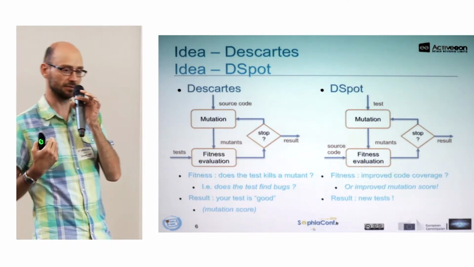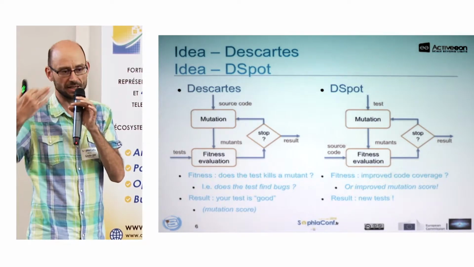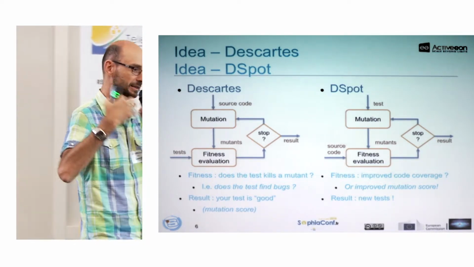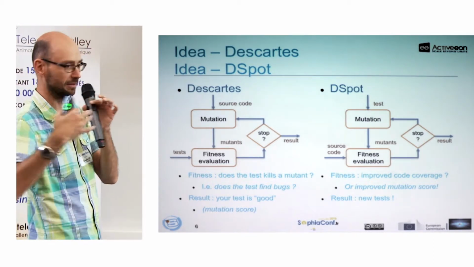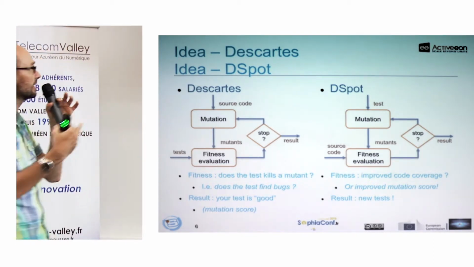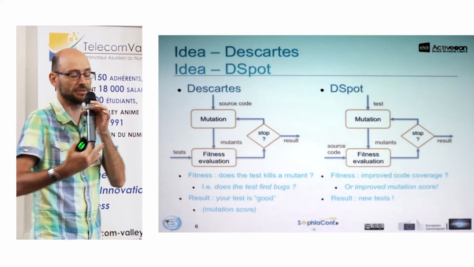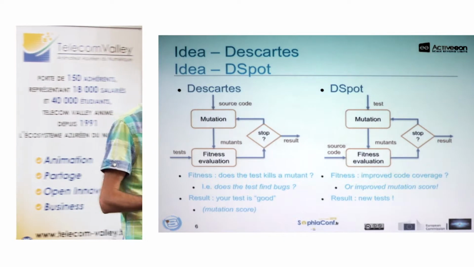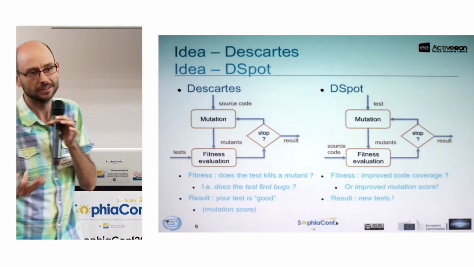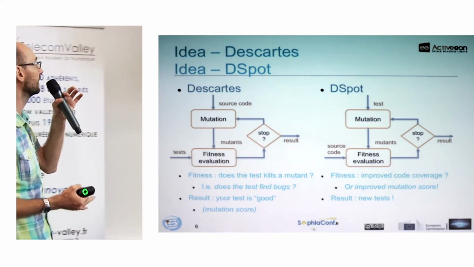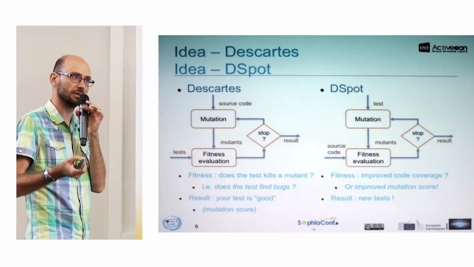And it takes your test that you already have and applies the test on the mutation. And the idea here is if the test is able to kill a mutant, it means that the test is able to find a bug. Because if you have removed the whole body of your method and those tests still pass, it's maybe not a very good test. And the result is your test is good.